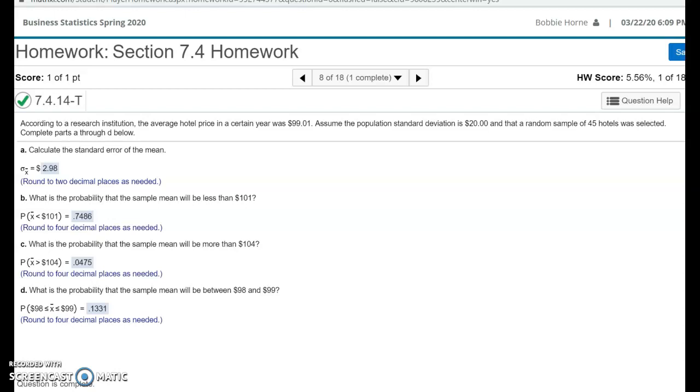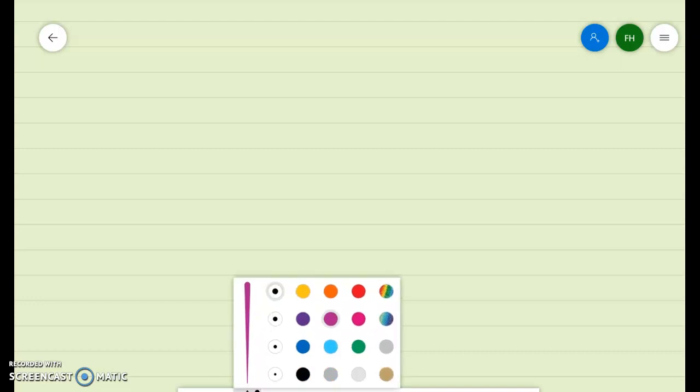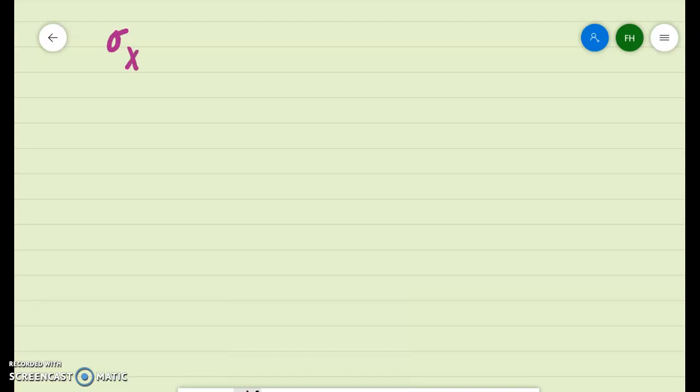Well, first of all, we have to figure out if we're given all the information we need. We have the standard deviation for the population, and we have the sample size, so we are able to calculate the standard error of the mean. So let's do that first. The standard error of the mean is the population standard deviation divided by the square root of n.